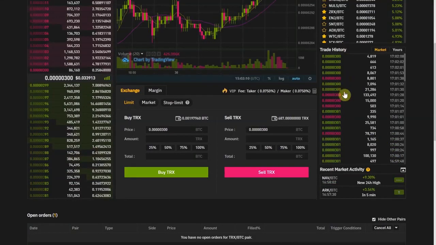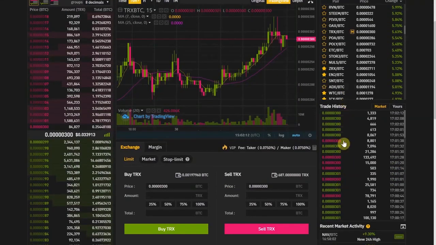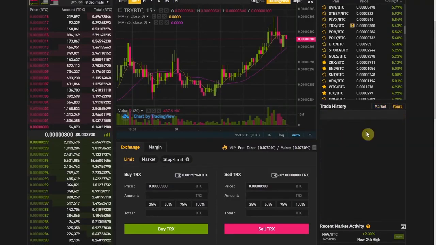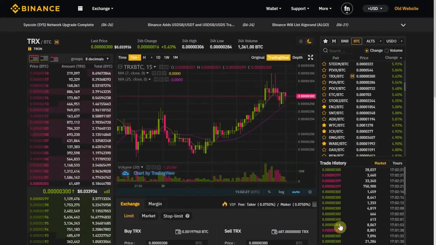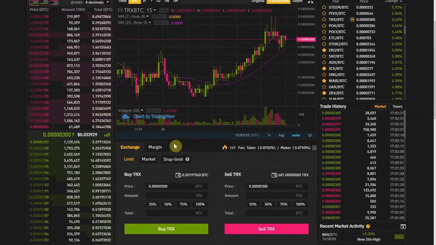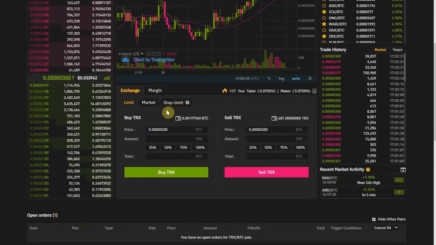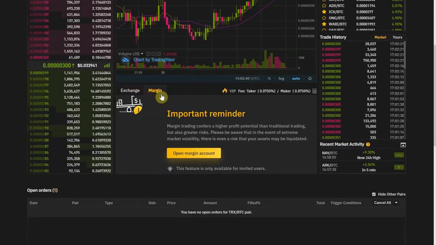We also have the trade history here, and this is just the orders that are being filled in real time. You can see the market orders, and you can see your own orders. I don't have any recent TRX orders, so it doesn't show anything here, but the market is constantly updating. And it's time to look at this particular section. So you have, oh, this is new again.